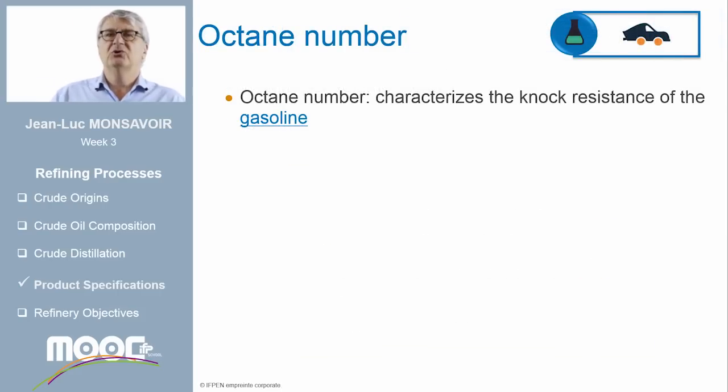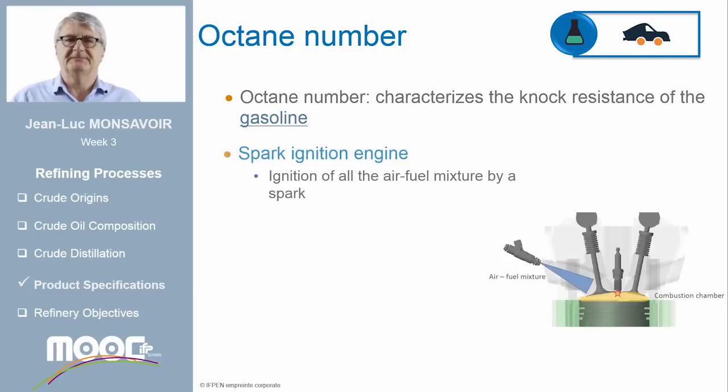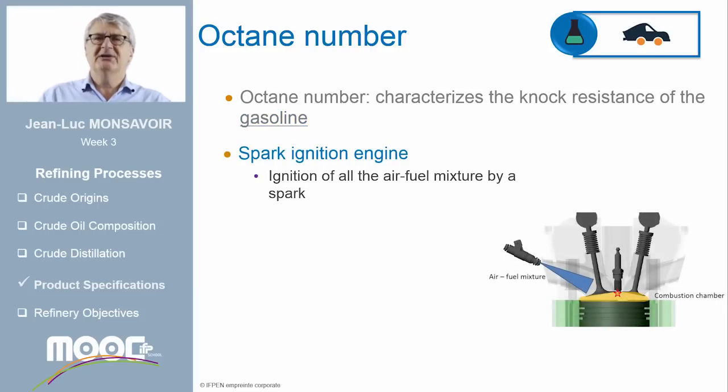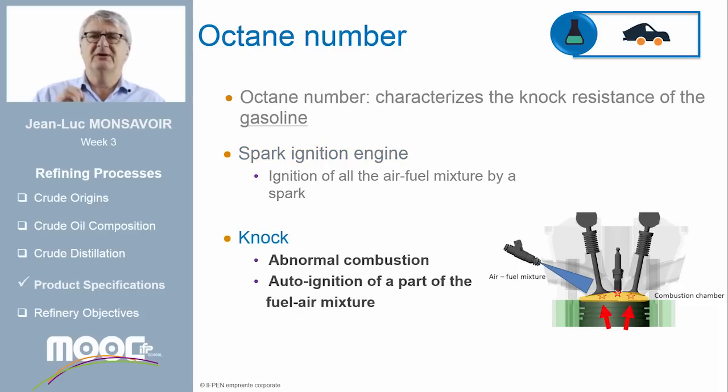Now, we're going to look at the octane number. The specification is used for gasoline engines. The octane number characterizes the knock resistance of the gasoline. In a spark ignition engine, after mixing air and fuel in the combustion chamber, the ignition is controlled by a spark. The knock phenomenon is an abnormal combustion.